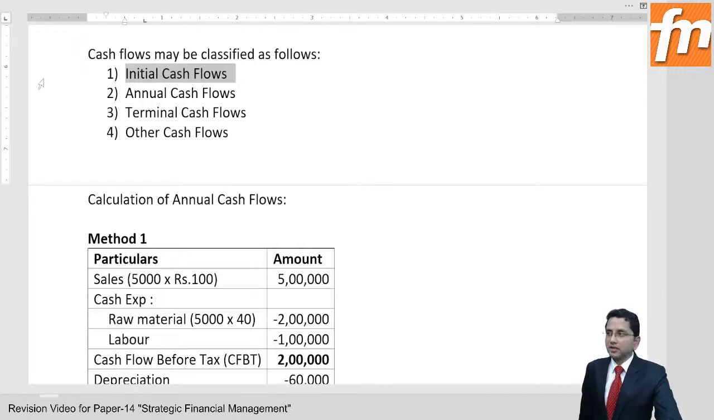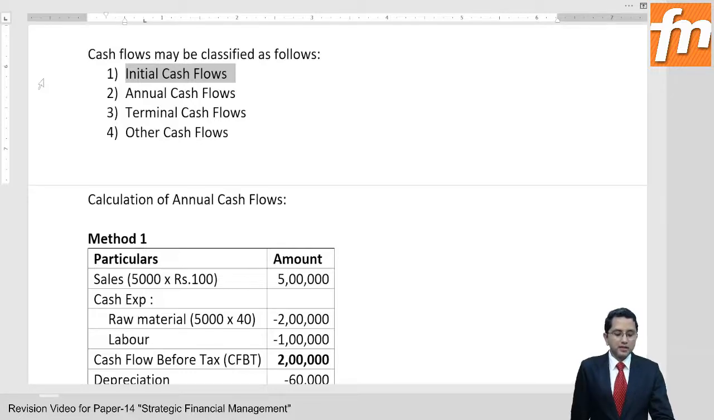Initial cash flow: these are the cash flows which happen at the start of the project, that is, making investment in land, building, plant, machinery, furniture, fixtures, vehicles, and working capital. In most of our questions, we assume that initial cash flow will happen at a single point of time, and we call this point of time year zero. In this world, there is nothing like year zero. Year zero means the starting point of the project.